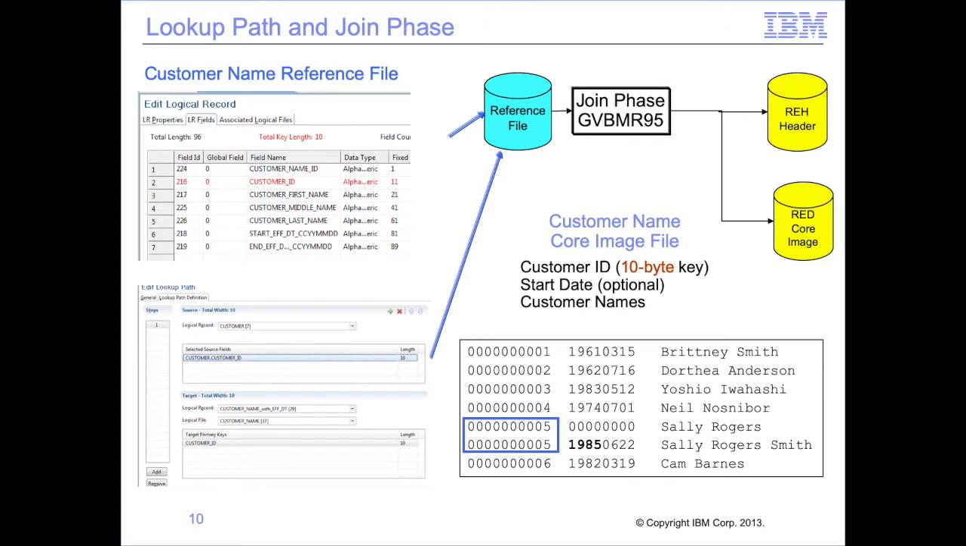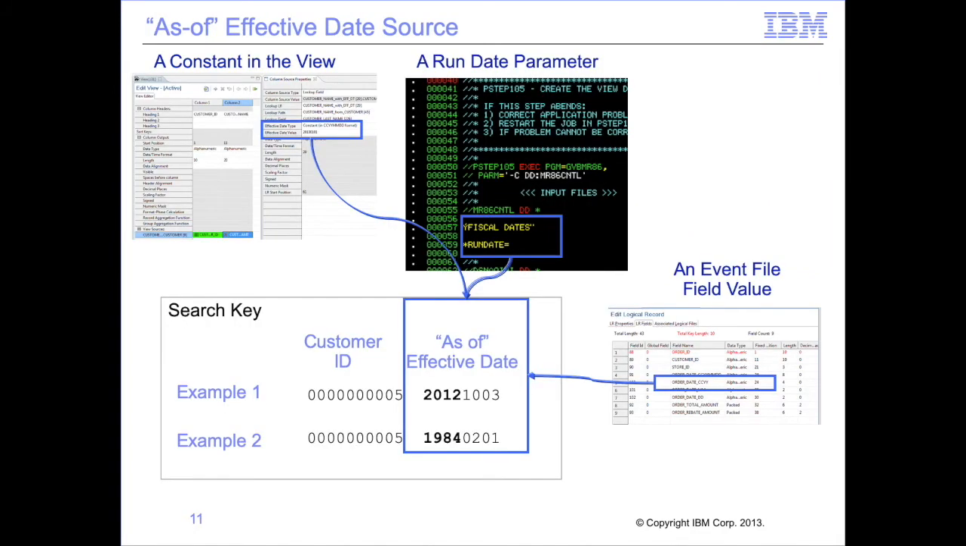Note that the use of a start date parameter is the only case where duplicate keys are allowed in the SAFR join reference file. In this example, although there are 2 records for customer 5, the start date ensures uniqueness in the search results. Like all other RED core image files, it must be in sorted order by 1. The key, such as the customer ID in this example, 2. The start date, and 3. End date if used.